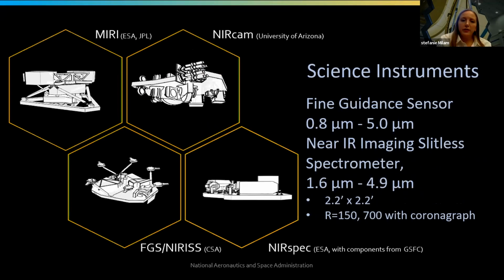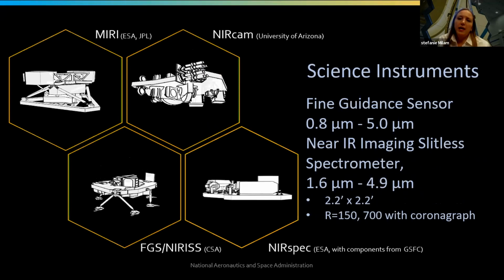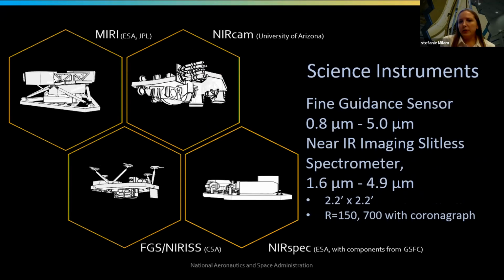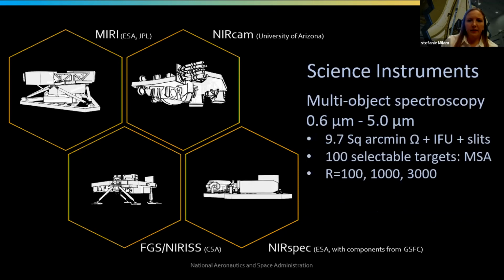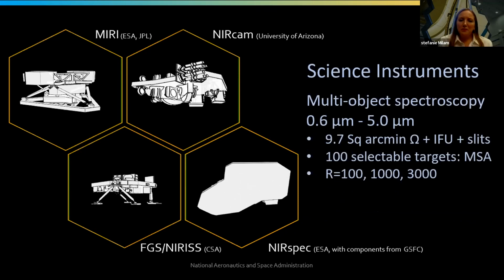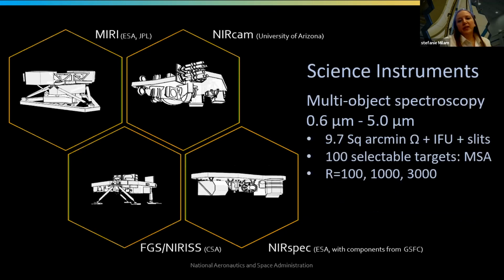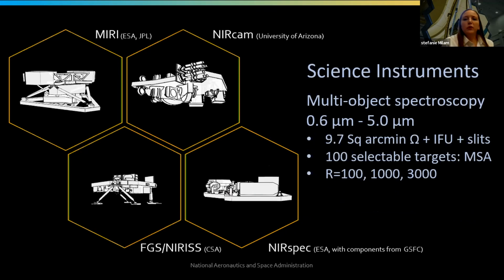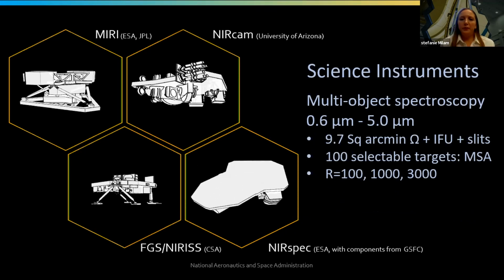The fine guiding sensor and near-infrared slitless spectrograph was provided by the Canadian Space Agency. And this is an instrument that was designed and optimized for exoplanet science so that you could do full near-infrared slitless spectrometry on exoplanets with a resolution of about 150. And our workhorse spectrometer is our near-infrared spectrometer that was provided by the European Space Agency, offering all kinds of spectroscopy, including multi-object spectroscopy, SLIT, and IFU.